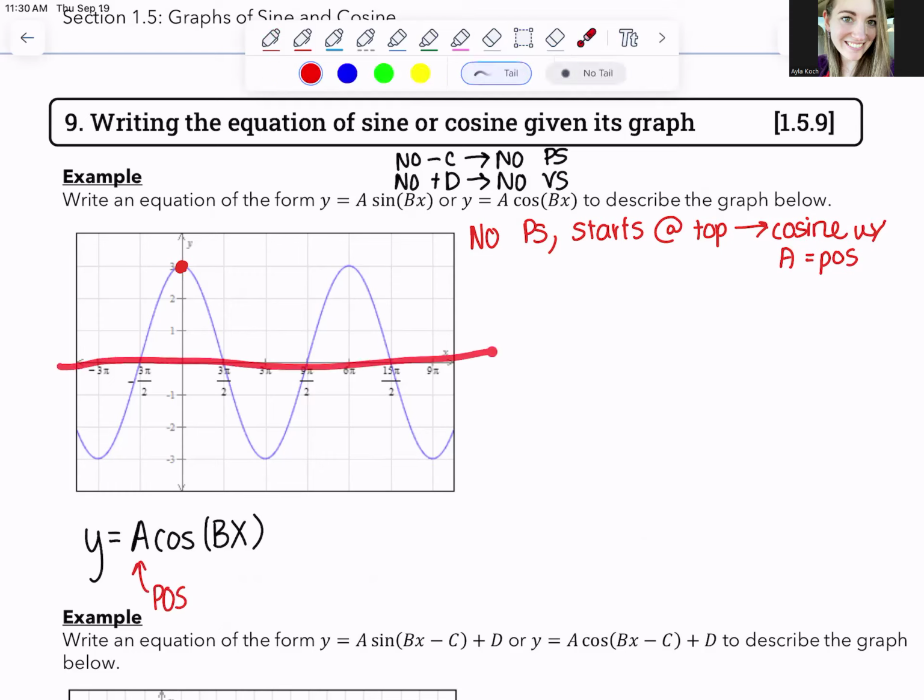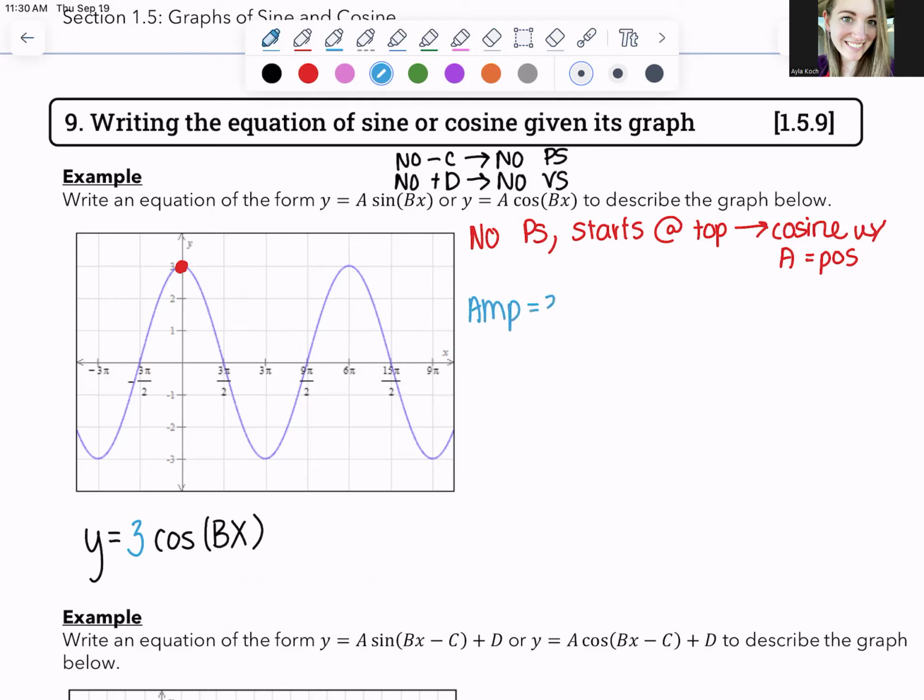And in fact, because there's been no vertical shift, this distance right here, we know this is the midline. This has to be the midline. And the distance right here is 3. So that means the amplitude is 3, which means A has to be positive 3. Amplitude is 3. We know A is supposed to be positive. So A is positive 3. Is my logic?